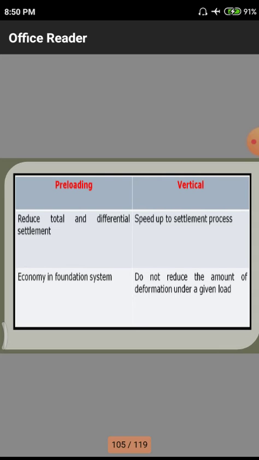What does settlement mean? Whenever we apply a particular amount of load, due to the application of the load the soil settles by a particular amount, in meters, or rather in millimeters or any other unit. But in the case of vertical drains, it only speeds up the settlement process.